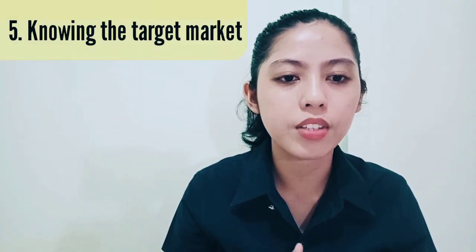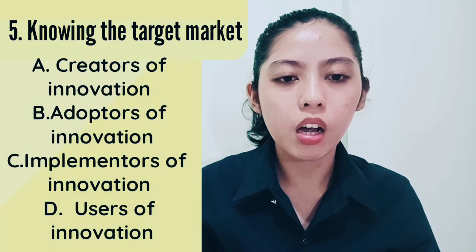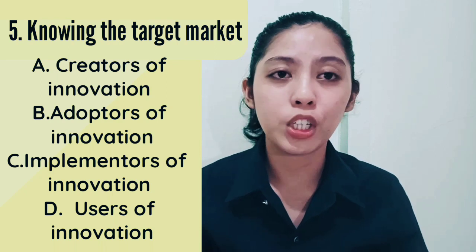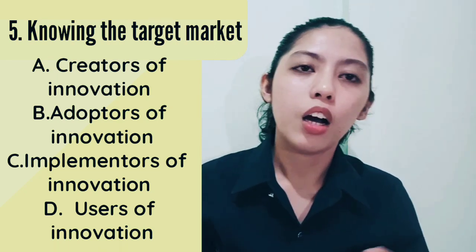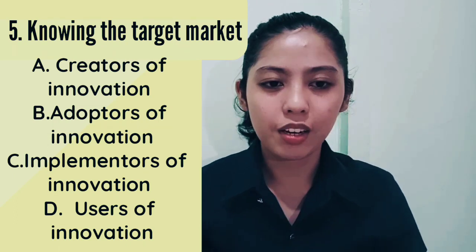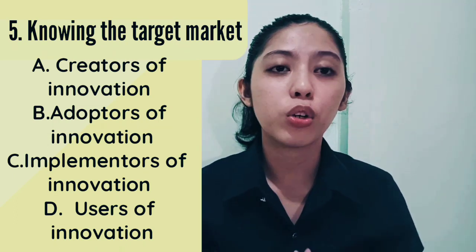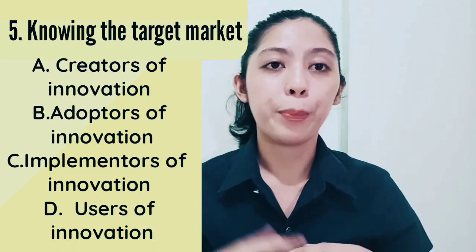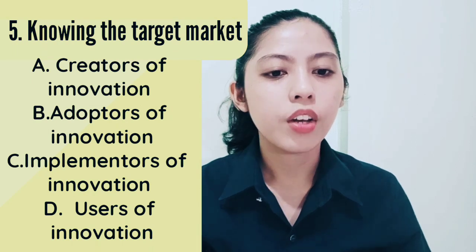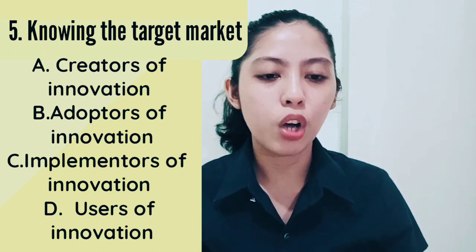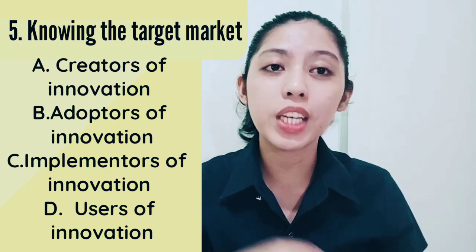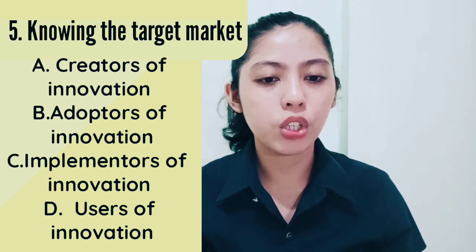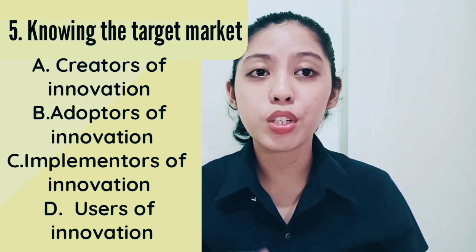And the fifth one is some knowledge of different kinds of target populations of innovation. So this is where the target market comes in. So letter A is the creators of innovation, who create certain products. Letter B, the adapters of innovation that give convenience to the users. Letter C, implementers of innovation. Letter D, users of innovation.